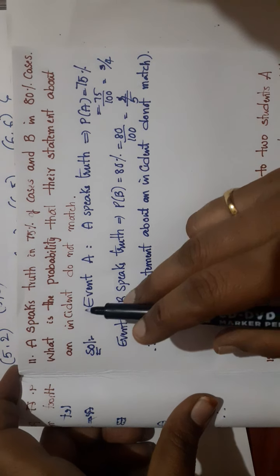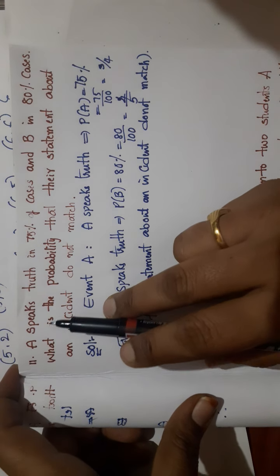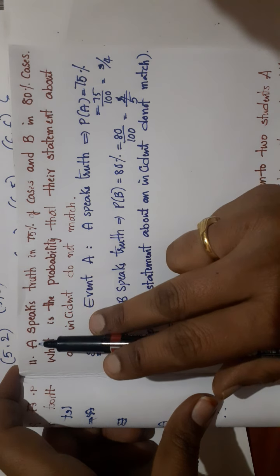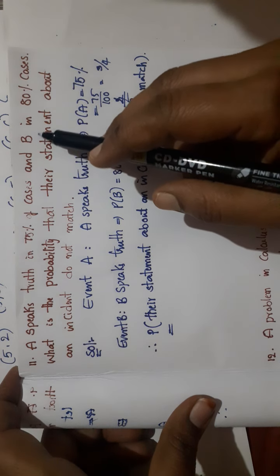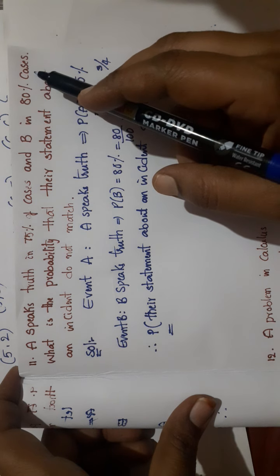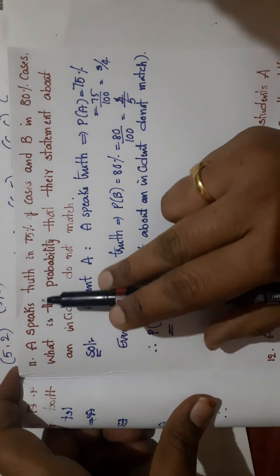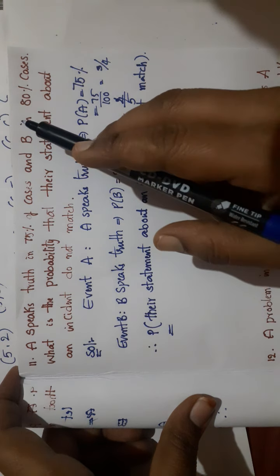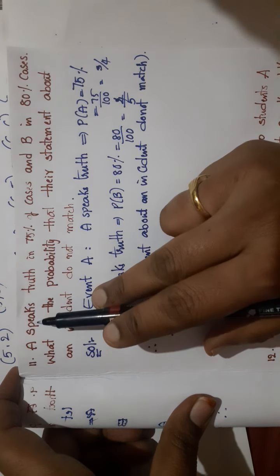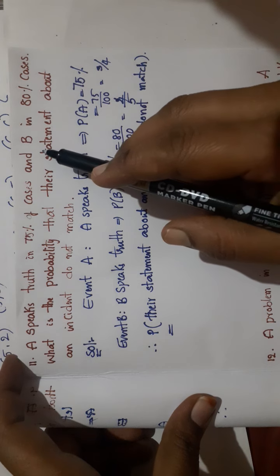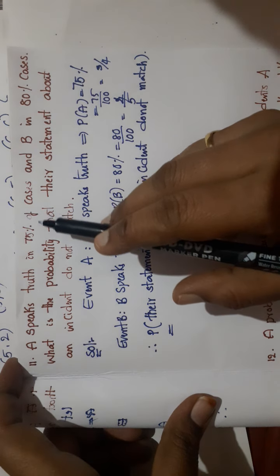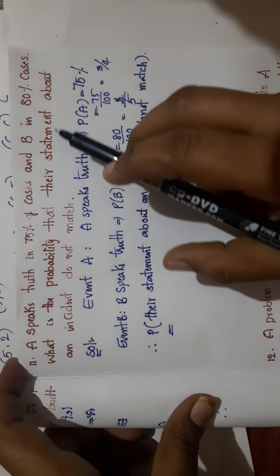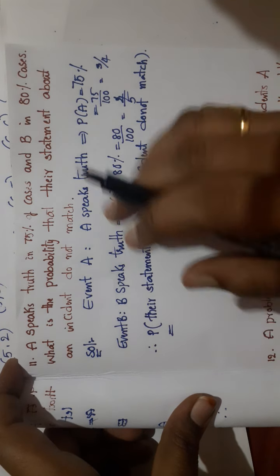Let us continue with 4 marks questions. Question number 11. A speaks truth in 75% of cases. A means a person A. And B speaks truth in 80% of cases. What is the meaning of this sentence? A speaks truth in 75% of cases and B in 80% of cases. That means in the remaining cases they lie. What is the probability that their statements about an incident do not match?